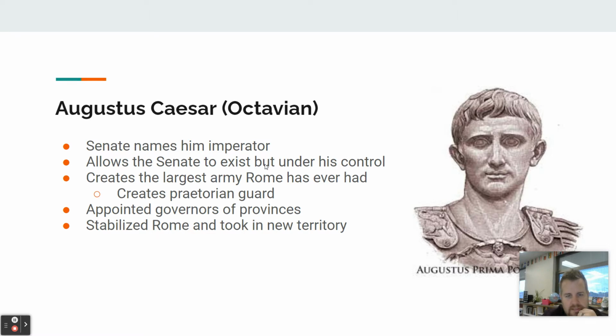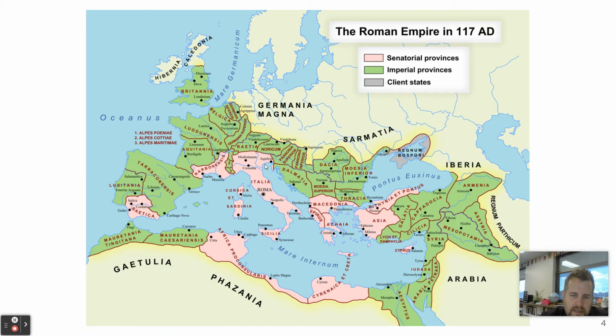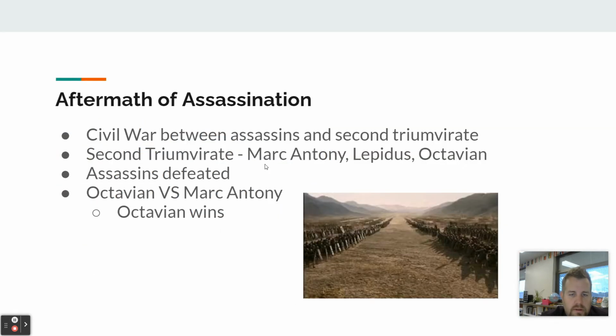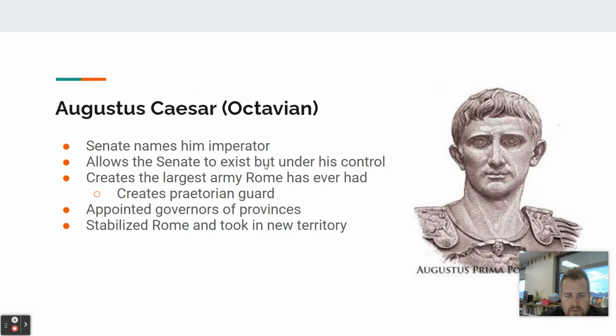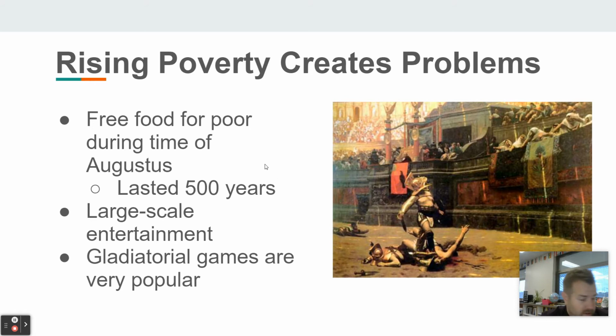He allows the Senate to exist, but under his control, since he's more aware that the Senate is weakening Rome's influence, so he takes a closer look at that. He appoints governors to those various parts of the empire that I talked about, understanding that if we give the local governors more control, they're able to manage their land a little bit more efficiently, and that stabilizes Rome with some new territory. Pax Romana, the peace of Rome, the empire expands. We have a series of five good emperors, tolerant, effective leaders. Local people rule themselves, as I mentioned before. They build many aqueducts within the empire. Aqueducts are important because they move water for people to drink.